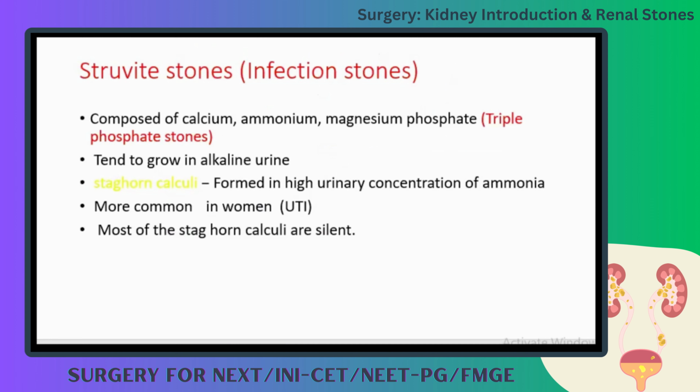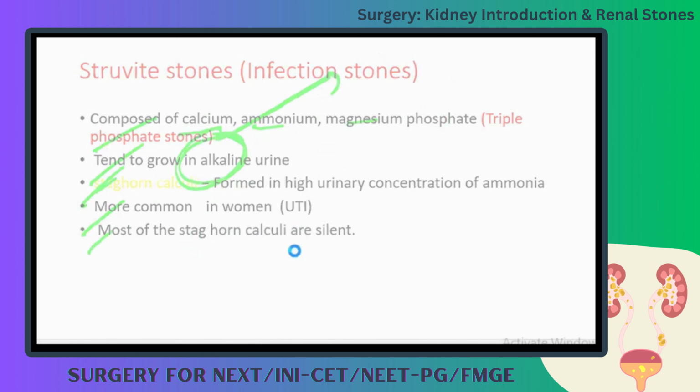Struvite stones, just now we have discussed, are composed of calcium, ammonium, magnesium. They are known as triple phosphates. They tend to grow in alkaline urine. All the others form in acidic urine except this one. Remember, they are known as staghorn stones. They are most commonly seen in women.